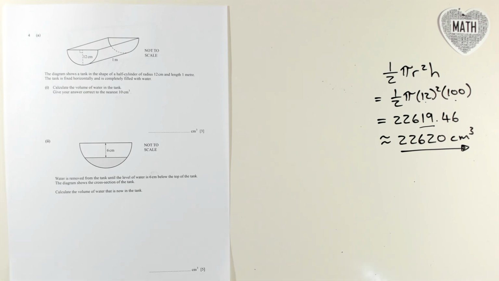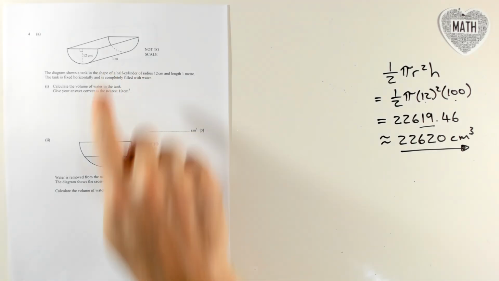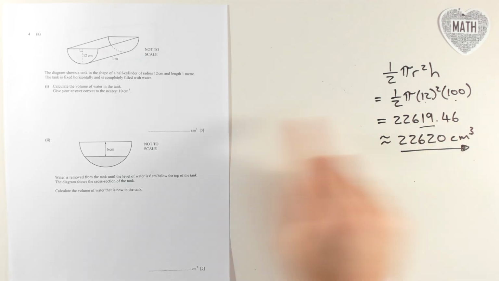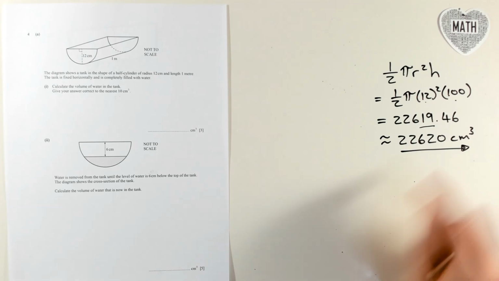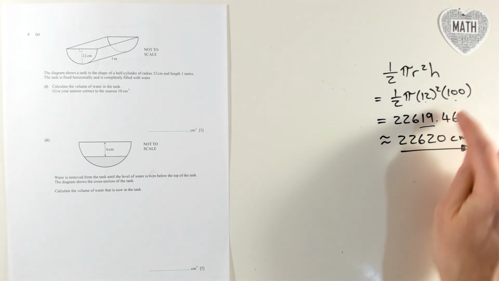In today's video, we're going to look at how to work out this segment. So the first part of this question is quite straightforward. I just did it there. The only catch is that to work out the volume, you have to make sure that the 1 meter is converted to 100 centimeters, but it's basically half a circle times the height.